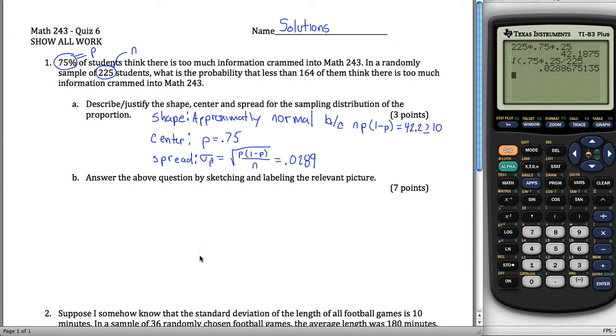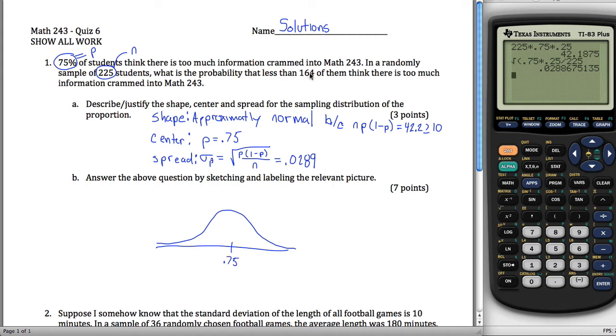Did you ever ask me a question? What is the probability that less than 164 of them think that there's too much information crammed into Math 243? Okay, I can figure that out. There's my distribution. It's not quite approximately normal, nor is that, but I guess that's good enough. There's my distribution that was meant to be approximately normal in the center. I'll put my center, 0.75.